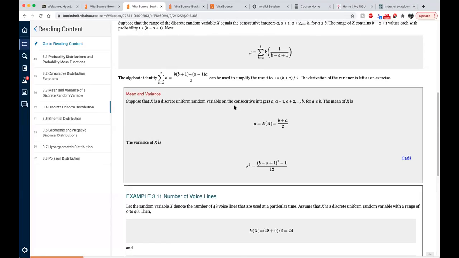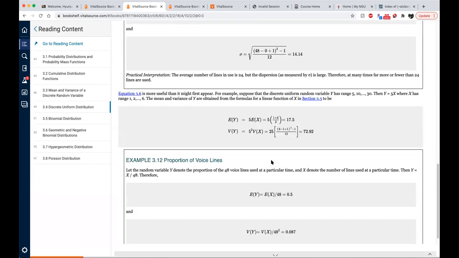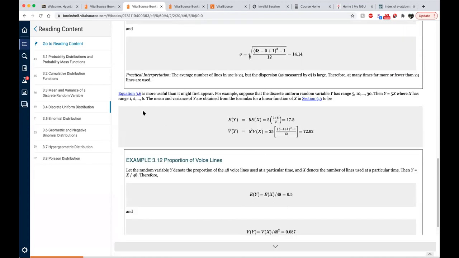So keep in mind this. Once you figure out that the random variable is a discrete uniform random variable, so you want to use this one, then keep in mind this: the discrete uniform random variable must be on consecutive integers. Okay, just keep in mind that. All right. And then I'll just look at 3.5 and 3.6.